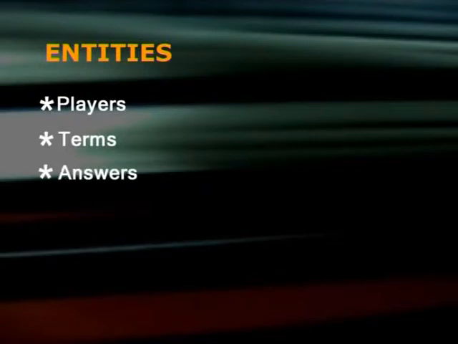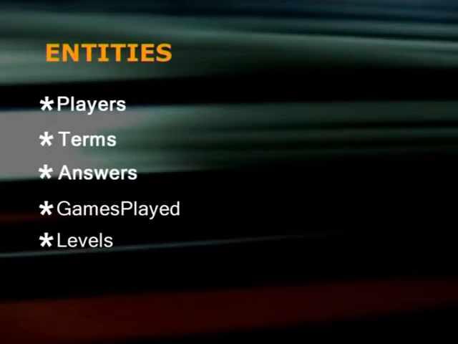Then we need to add a primary key to each table and draw up a list to use in our ERM diagram. Make sure your table and field names are descriptive. The list will look something like this. The entities are players, terms, answers, games played, and levels.